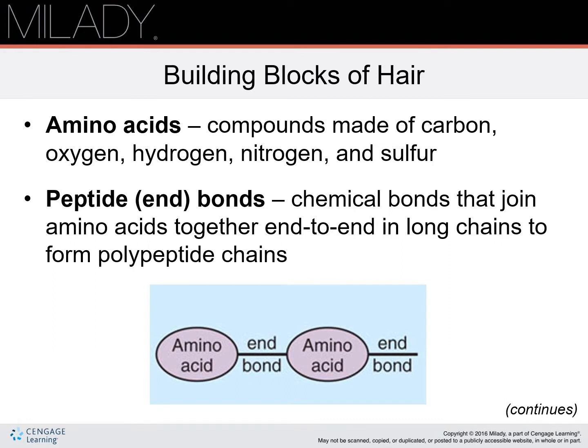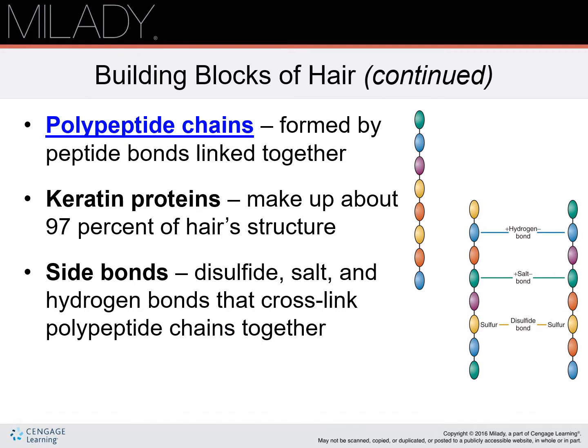Then you have peptide bonds. Your peptide bonds are also known as the end bonds, and they are chemical bonds that join the amino acids together, end to end in long chains that form a polypeptide chain. So here you have your amino acid, you have your end bond that connects it to another amino acid. This entire chain is called a polypeptide chain, and we're going to get into that in the next slide. You'll see this entire thing is an example of a polypeptide chain. So a polypeptide chain is a long chain of amino acids joined together by peptide bonds.